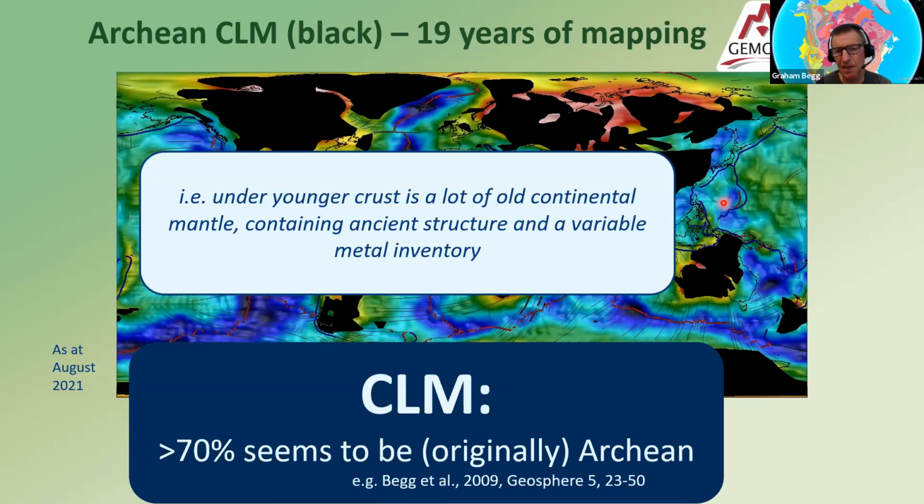One of the key outcomes of this, of course, is that it means that under younger crustal terrains, you've got a lot of old continental mantle. And that old continental mantle is going to have a huge amount of old structure and highly variable composition.